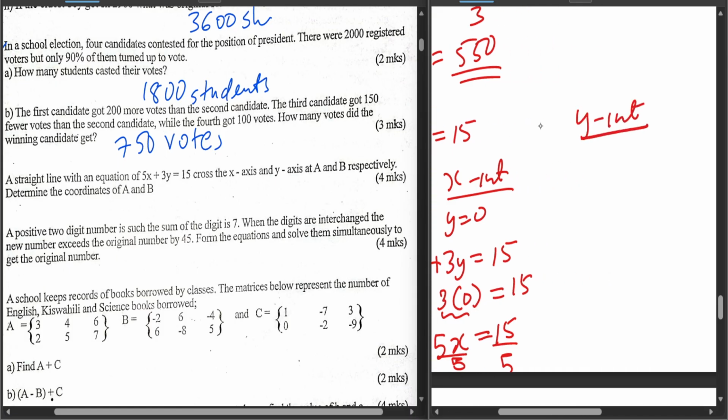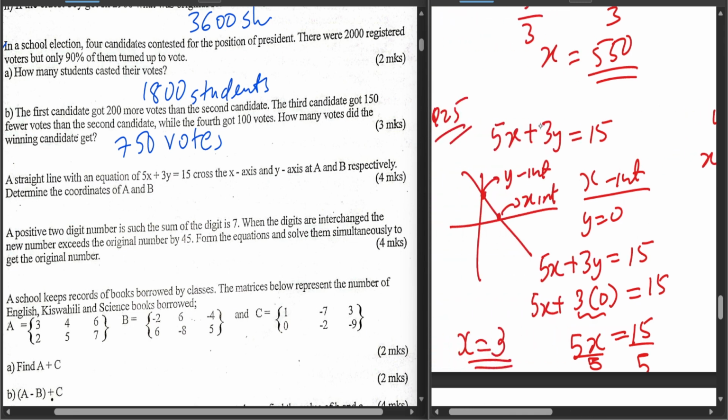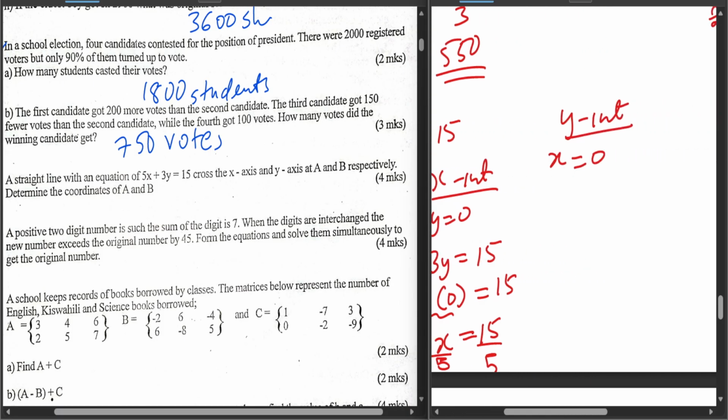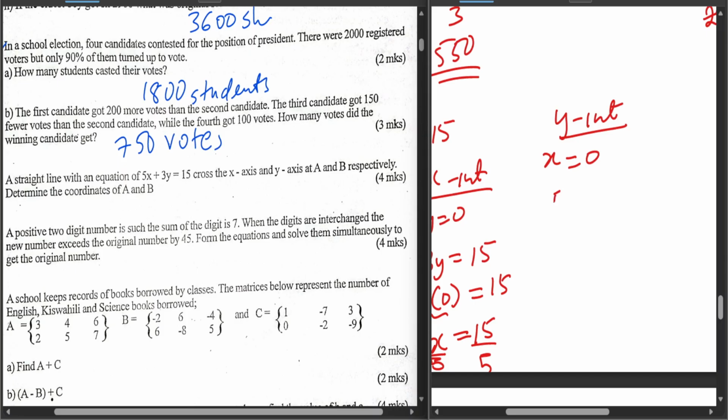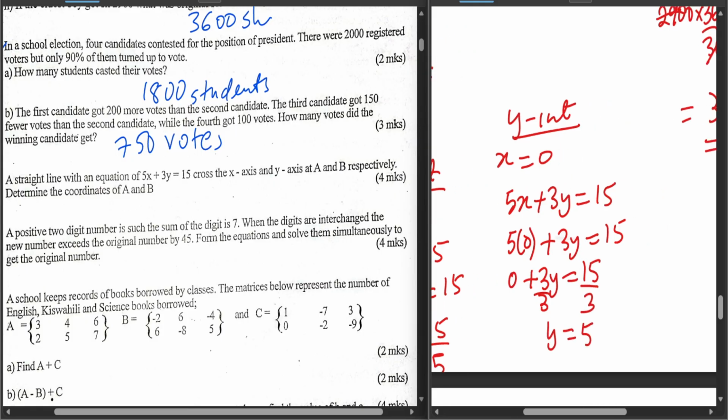The y-intercept is when x is equal to 0. Because if you look at it, at the y-intercept the x value is usually 0, but the y coordinate is a number. So looking at our previous equation, where there's x, you insert 0 plus 3y is equal to 15. Divide by 3, 3y divided by 3, y is equal to 5. So that is the y-intercept.